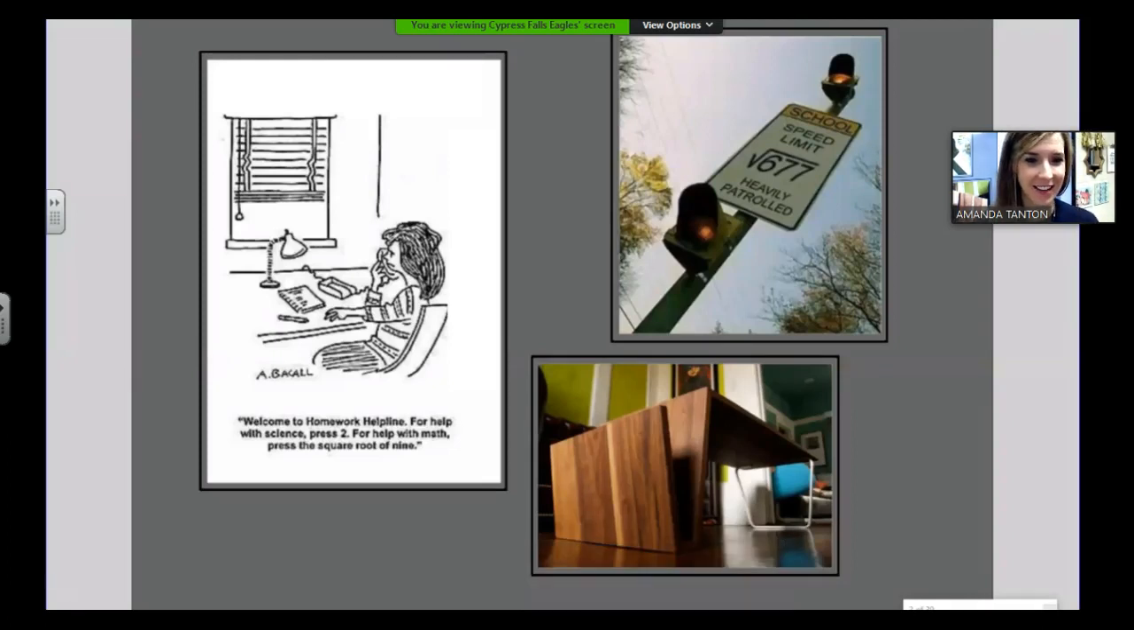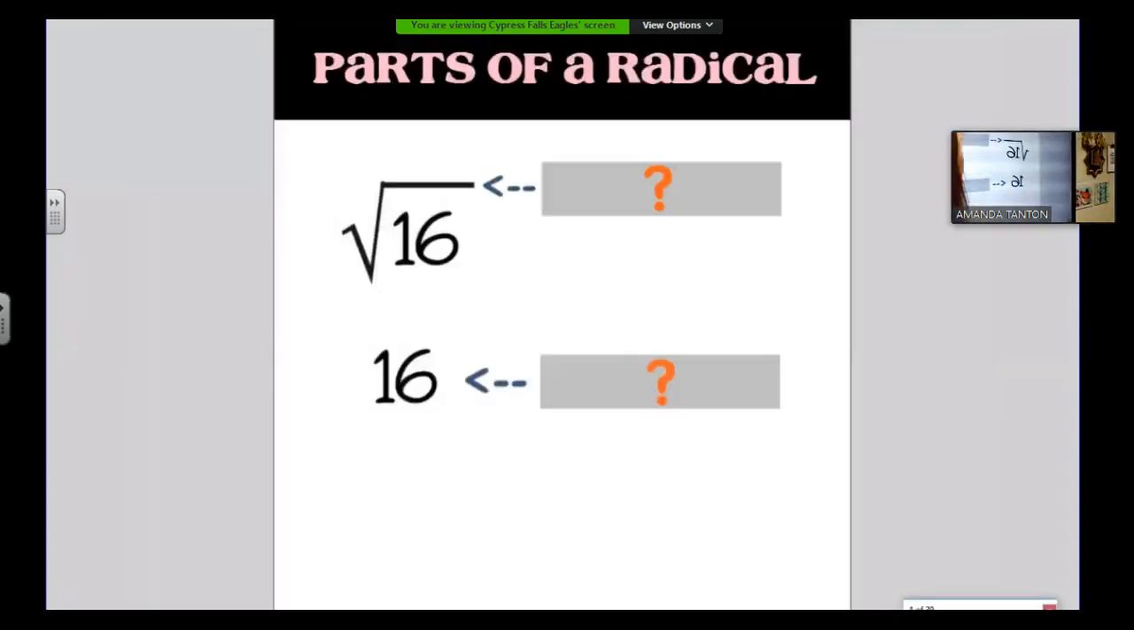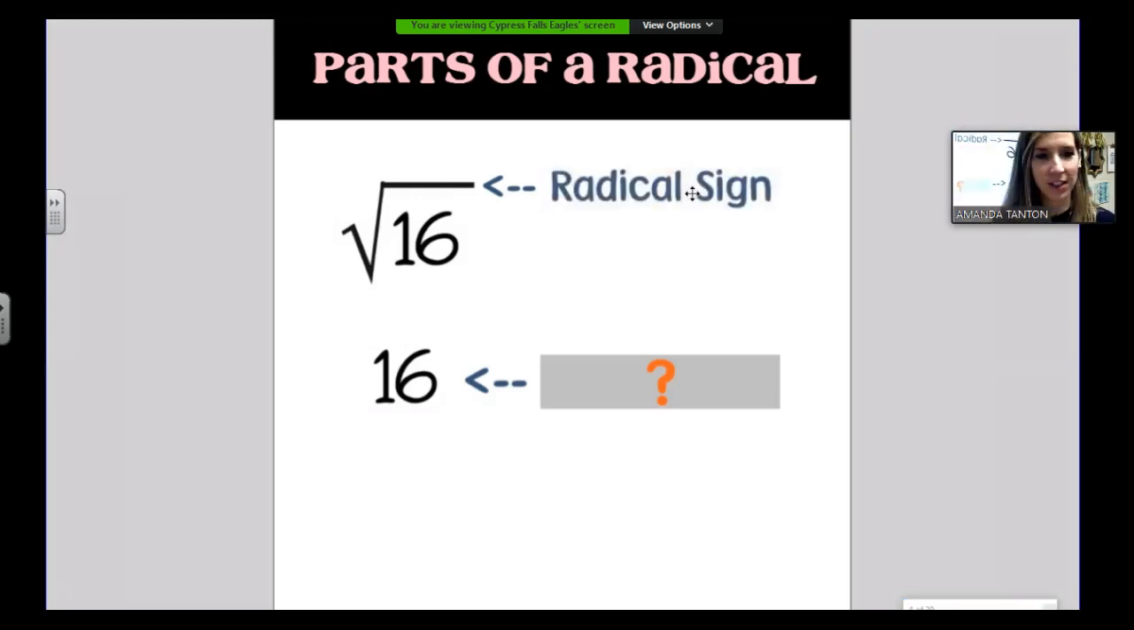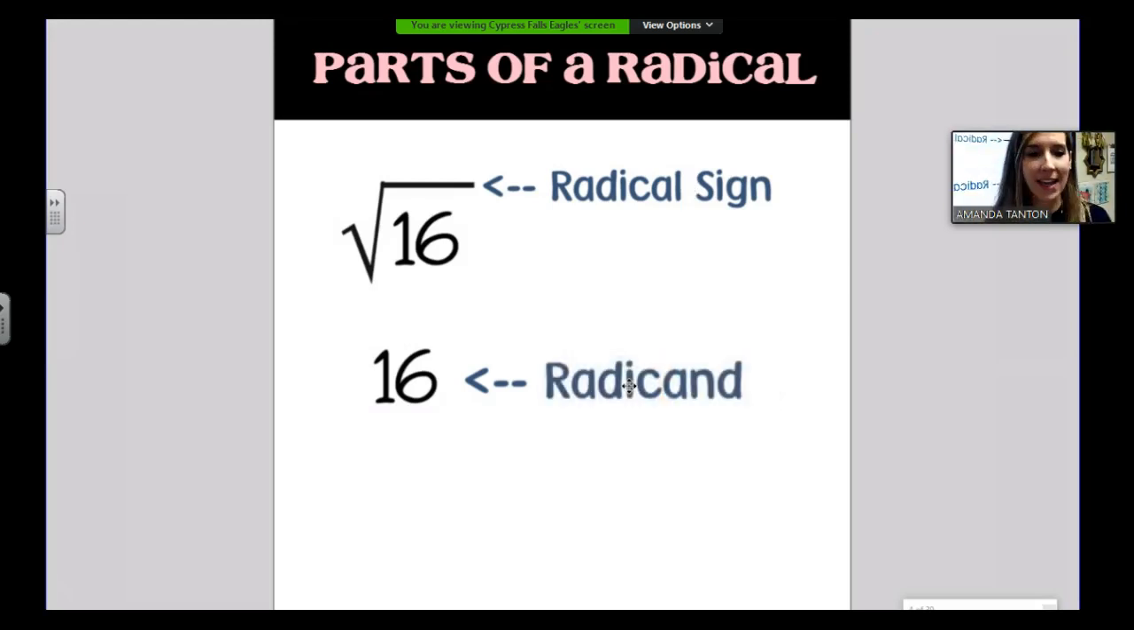Let's get started. So radicals, here we go. There are two parts of a square root sign. The outside is called the radical, and then whatever is inside, whether it's a number or a group of numbers or a decimal, whatever it may be, is called a radicand. So I'll be using that word radicand a lot. I'm speaking of what is underneath, what is inside the radical.